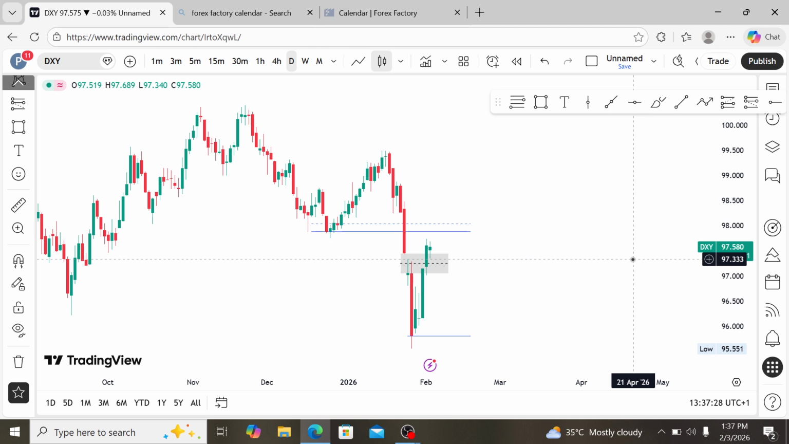From what we can see last week, we had a very massive movement downwards on the DXY, which was actually crazy due to Trump and whatnot. For this week, I'm going to be looking for either continuation to the downside or joining the retracement to the upside.